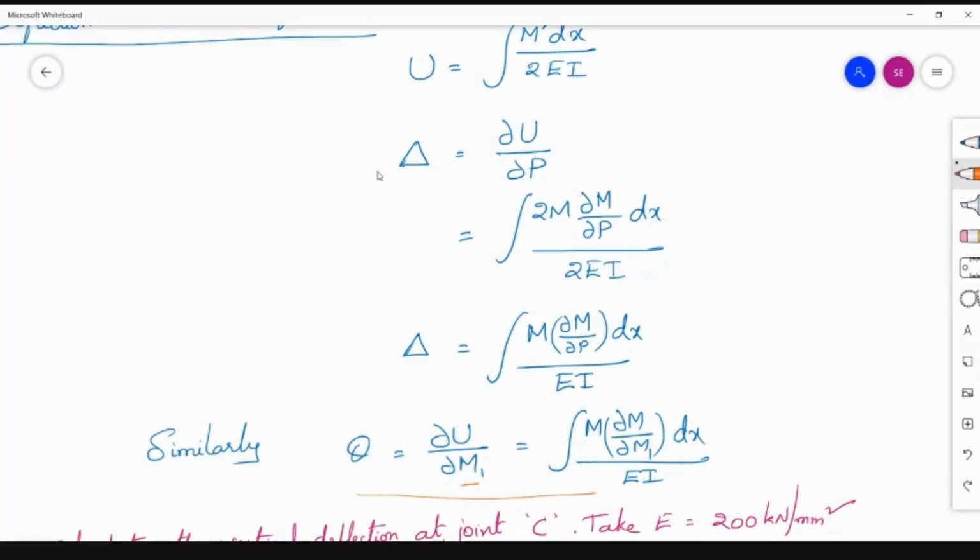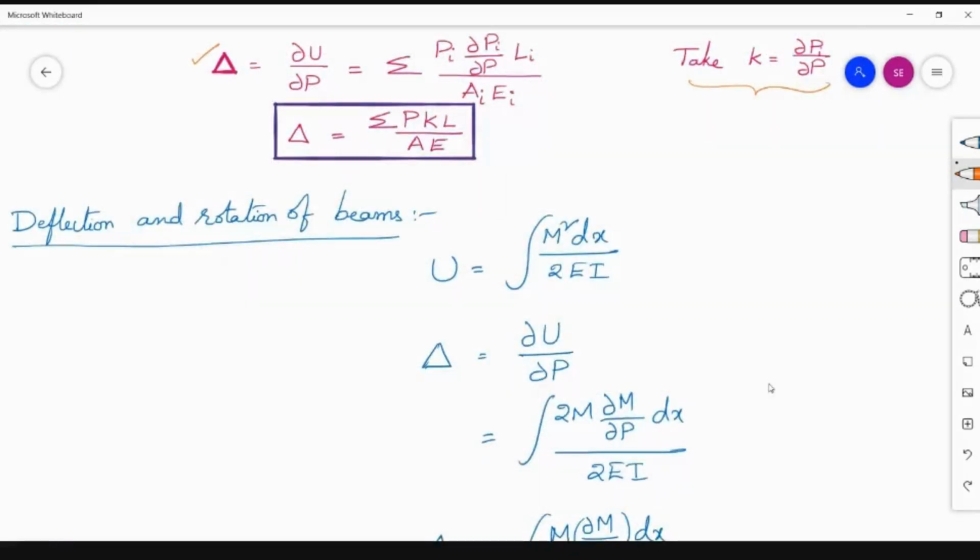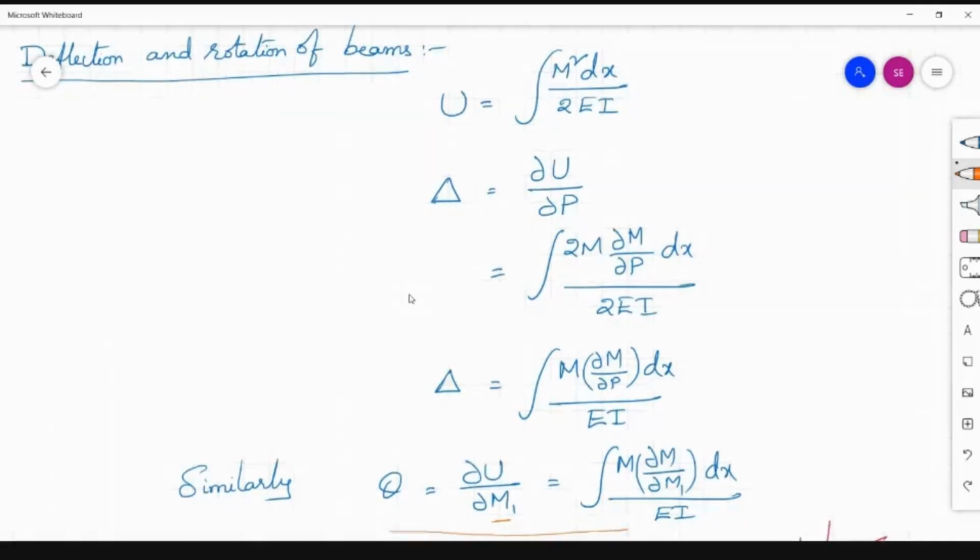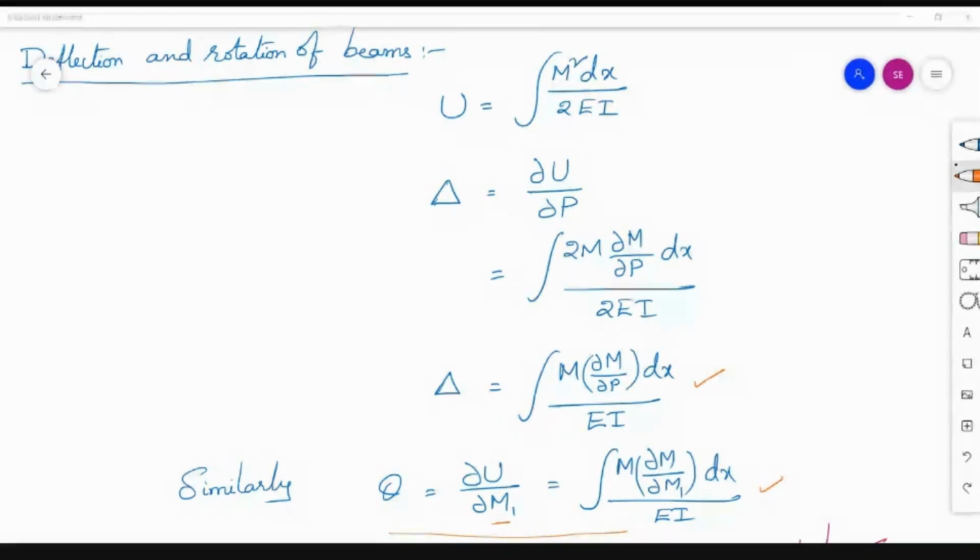So we have to remember these 3 points: deflection at any point for a pin jointed frame is sigma P into k into L by AE. While for deflection in the flexural members, that is in the beams, delta is integration of M into dou M by dou P into dx by EI. While rotation theta, you are taking the partial derivative of the strain energy with respect to moment.